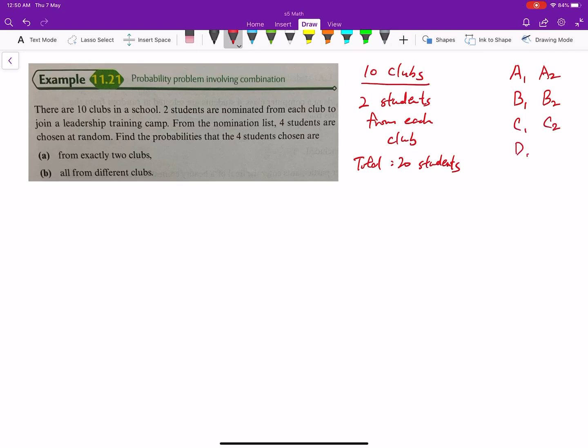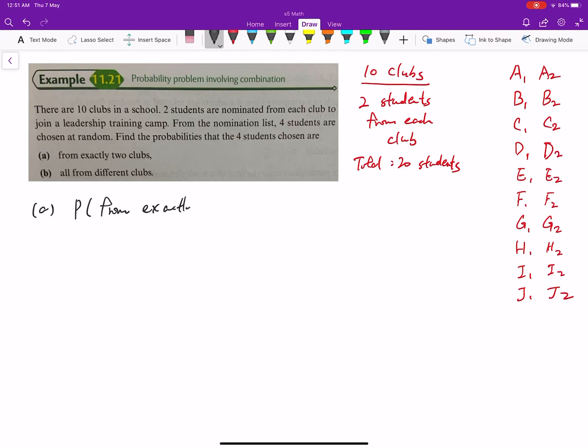Let me just simply write them all down: F1, F2, G1, G2, H1, H2, I1, I2, and J1, J2. So in total we have 20 students. And now we are going to find the probability that these 4 students are from exactly 2 clubs.